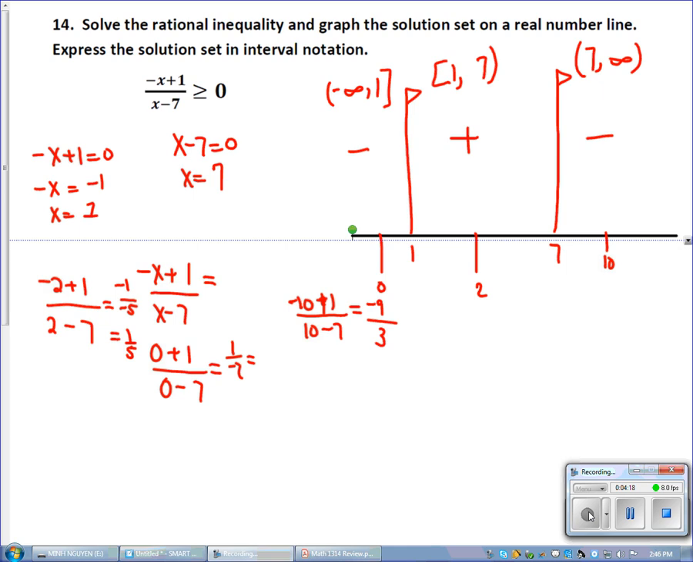Okay. So now, based on the inequality, what kind of answers are we looking for? So what kind of answers are greater than or equal to 0? Those would be positive. So the solution to this inequality, written in interval notation, would be 1 to 7. 1 with a bracket and 7 with your parenthesis.